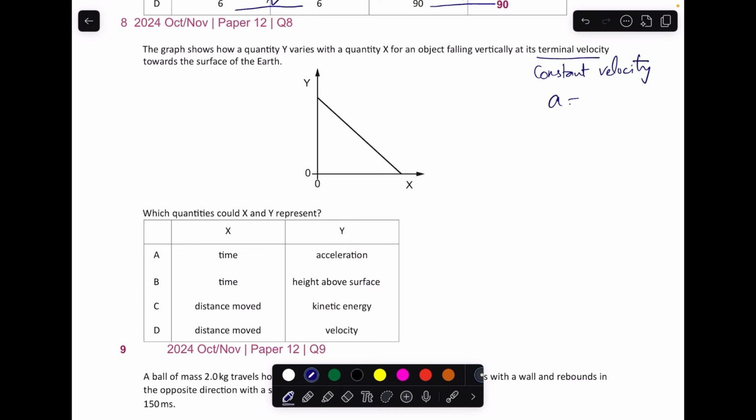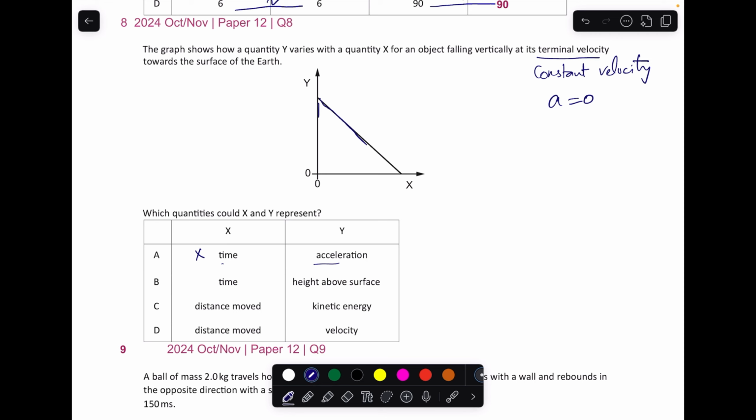Acceleration is 0, right? That is what it means. So if it is an acceleration-time graph, with y as the acceleration, this is showing acceleration is decreasing, right? It's going down the hill. So this cannot be the case, because acceleration should be 0.